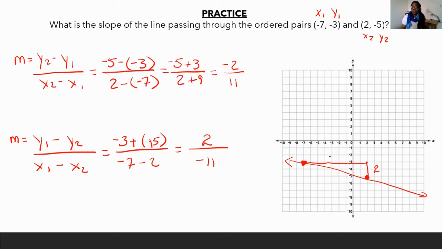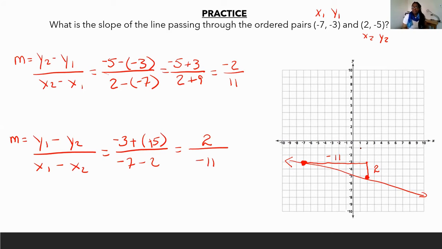All right? But this time I went into the negative direction. Okay? If I go to the left, it's going to be a negative. If I go to the right, it's going to be positive. If I go up, it's going to be positive. And if I go down, it's going to be negative. So I still have my slope.